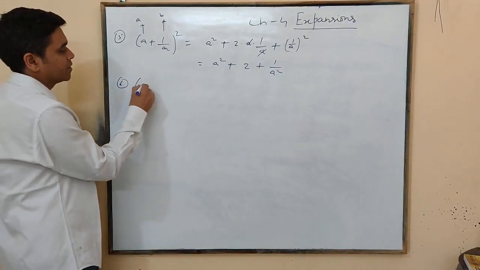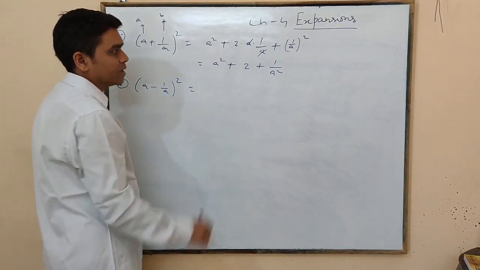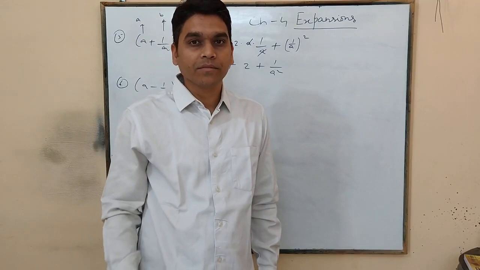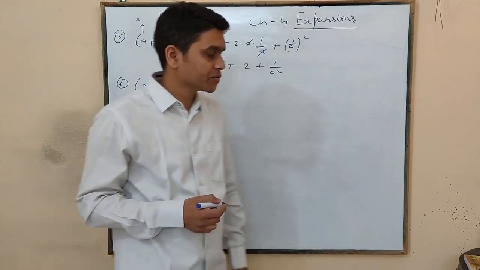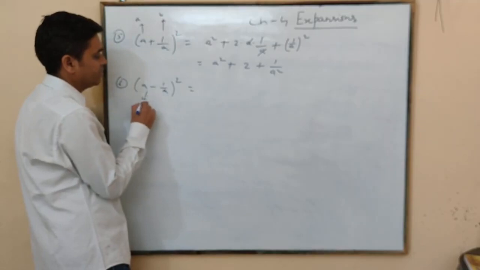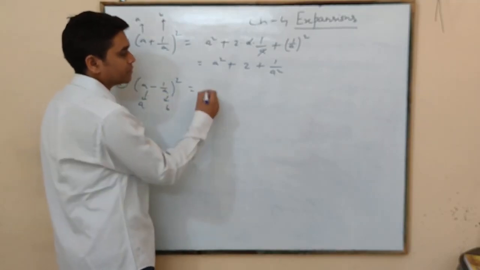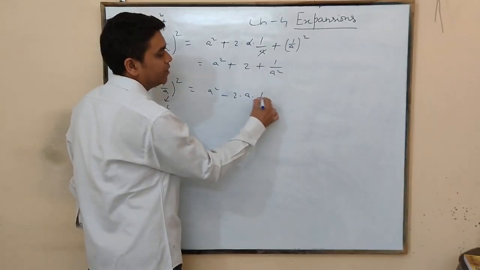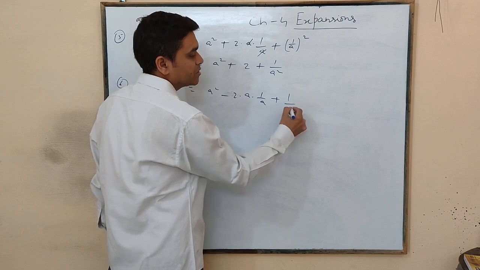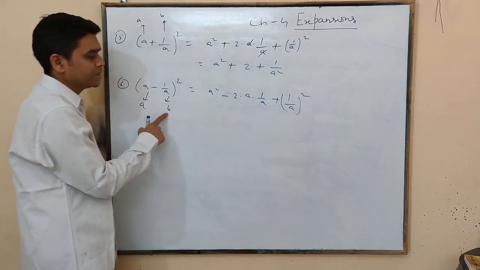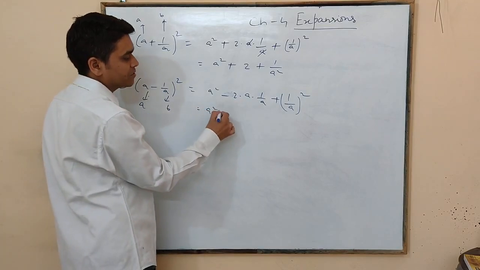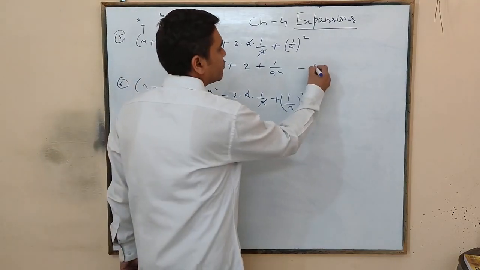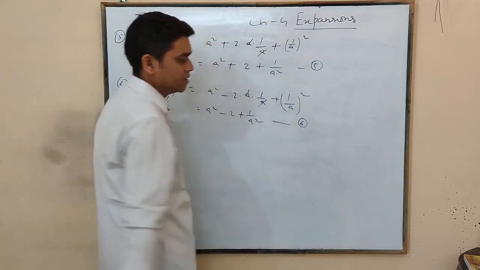Formula number 6. a minus 1 upon a whole square. So formula number 2 is a minus b whole square is a square minus 2ab plus b square. Now use here, this is a and this is b. a square minus 2a into 1 upon a plus b square. b is 1 upon a. So this is a square minus 2 plus 1 upon a square. This is formula number 5. This is formula number 6.